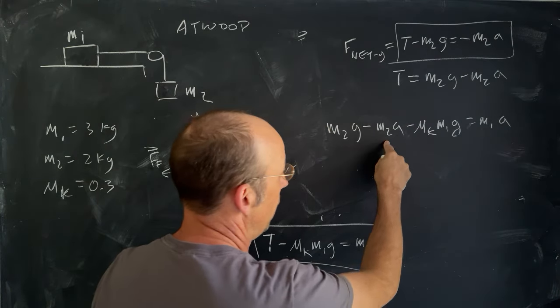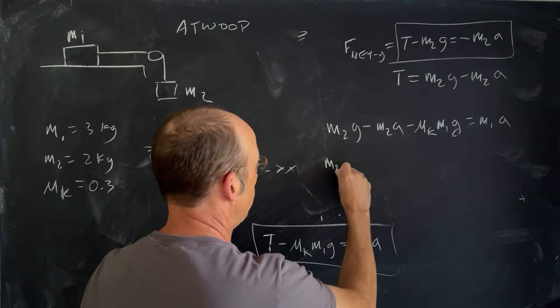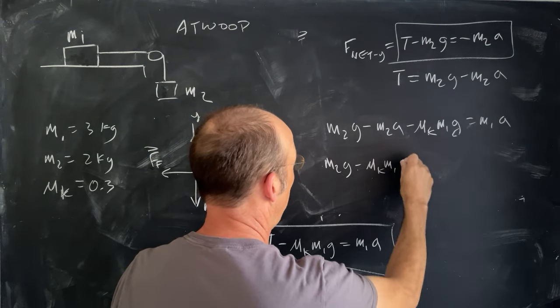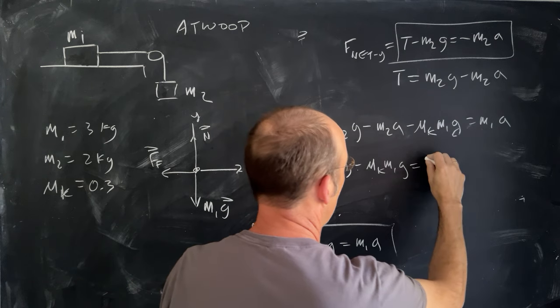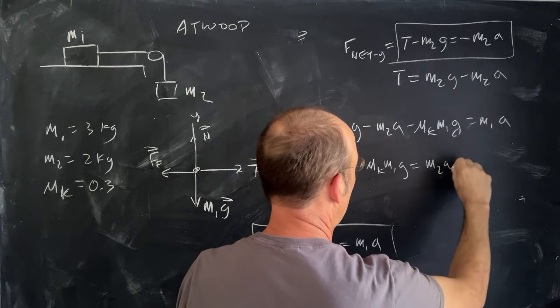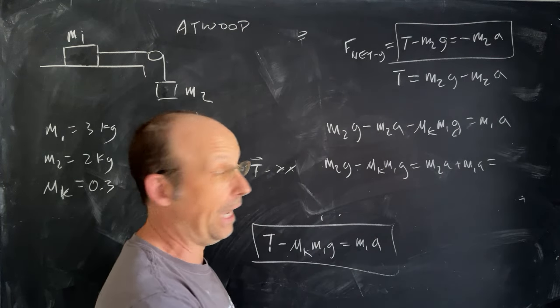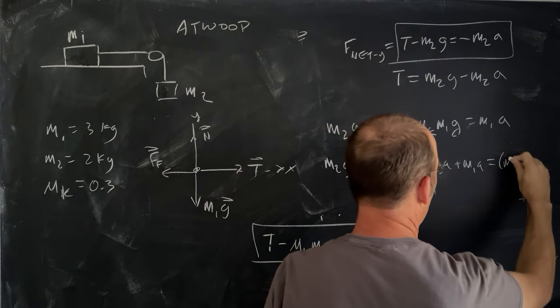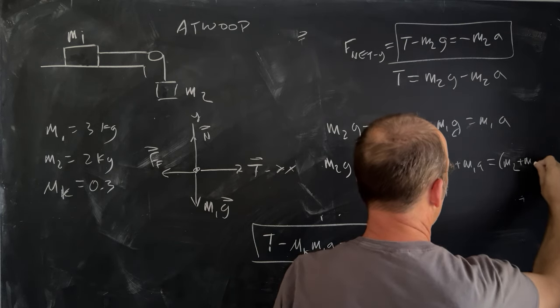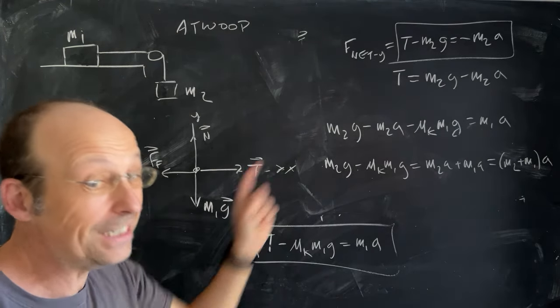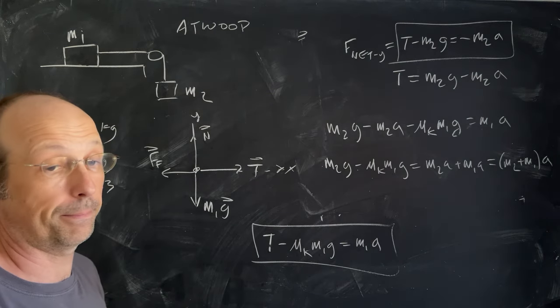I'm going to add m2a to both sides. I get m2g minus mu k m1g equals m2a plus m1a. And I'm going to go ahead and factor out the a. So I get m2 plus m1 times a. And I barely squeezed that in before it went off the screen.